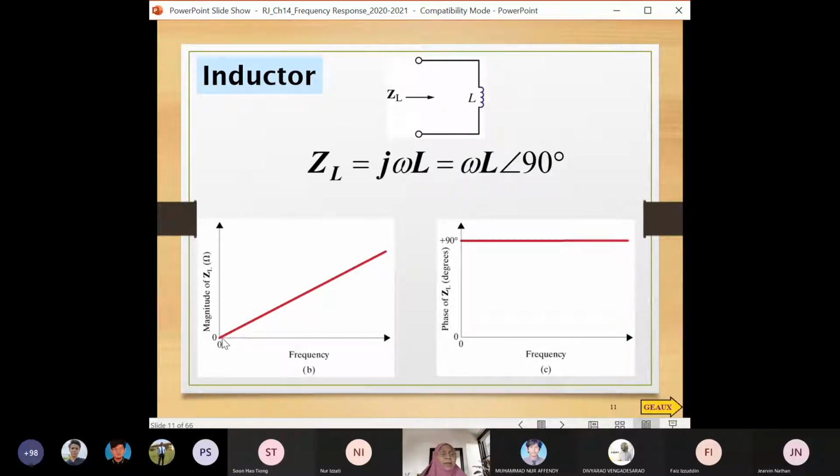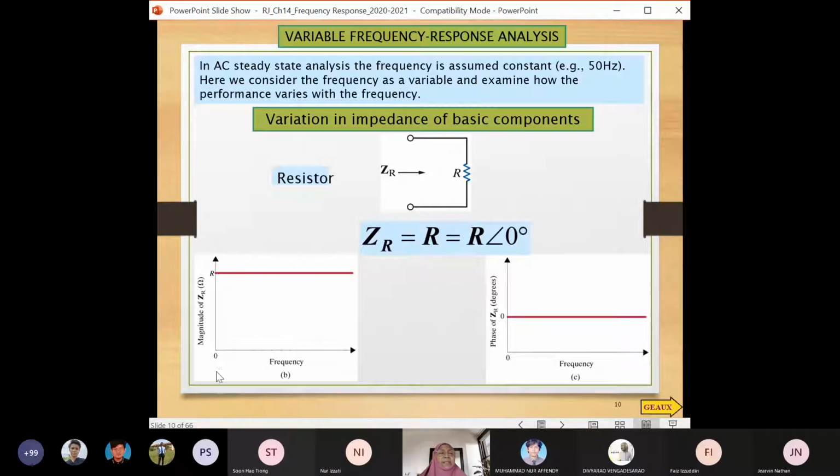If you have 0 Hertz, which is a DC signal, there is no impedance from the inductance. But when you have, for example, 10 Hertz, 100 Hertz, 1000 Hertz, the impedance will be increasing. For a resistor, regardless of the frequency, the value of impedance comes from the value of the resistor itself, so it is a static value.